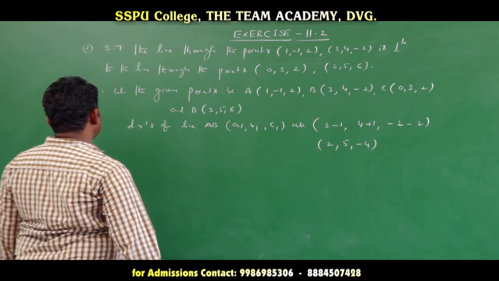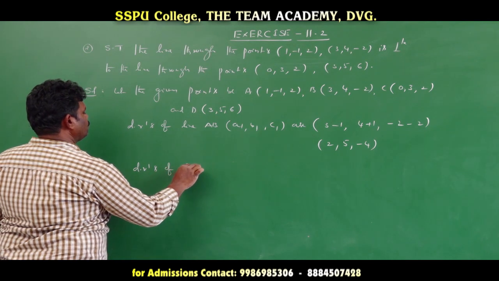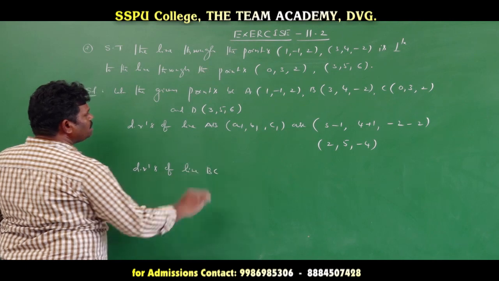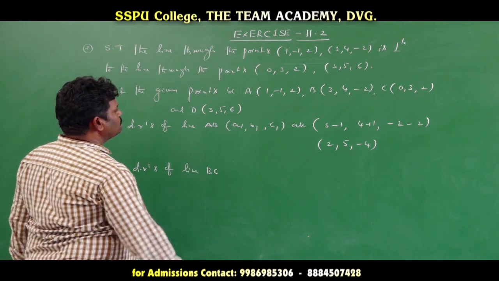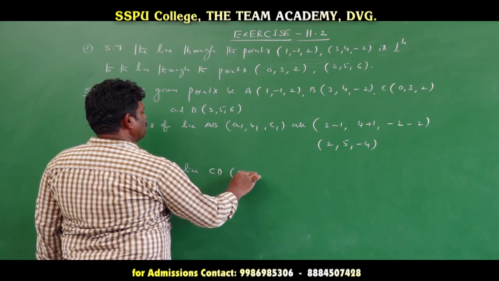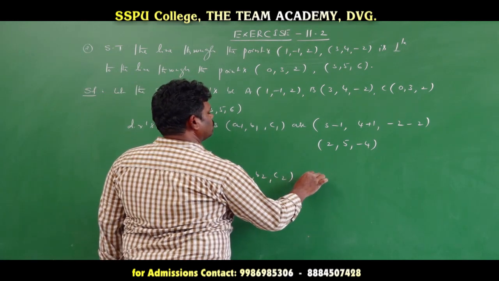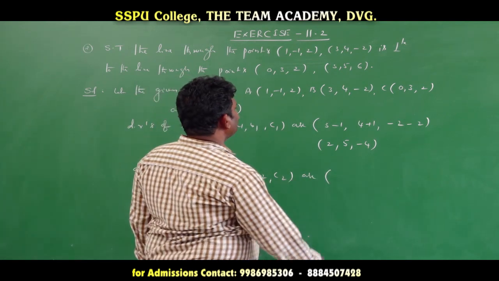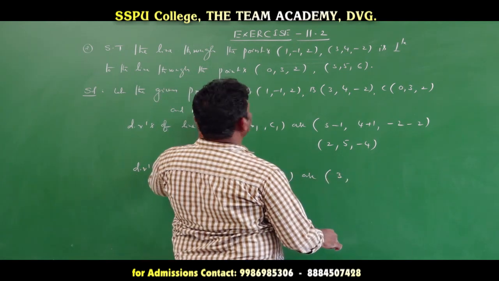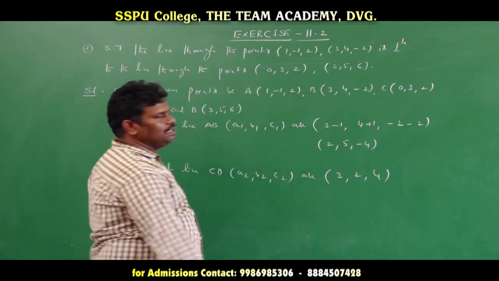Okay? Next, direction ratios of line CD: A2, B2, C2 are 3 minus 0 is 3, 5 minus 3 is 2, 6 minus 2 is 4.